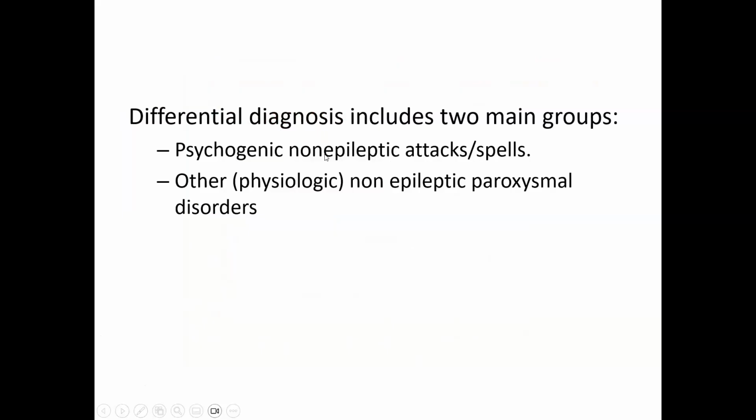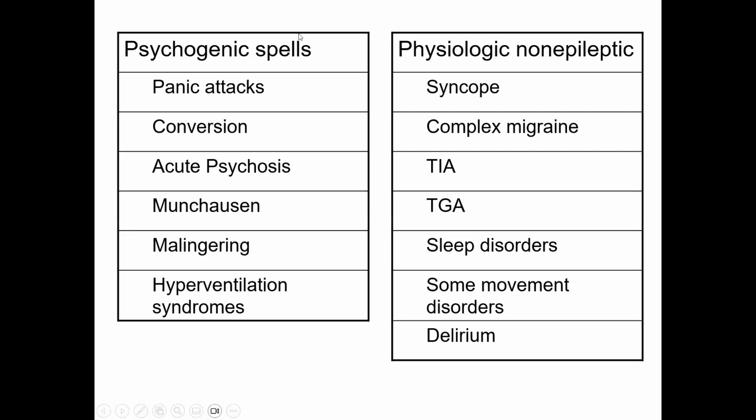There are two main groups. One is psychogenic non-epileptic attacks, and the other one is physiological non-epileptic attacks, or physiological non-epileptic paroxysmal disorders. So psychogenic spells are usually more towards the psychiatric side, like the panic attacks that you get, conversion disorders, psychosis, malingering, Munchausen syndrome, hyperventilation syndromes, those kinds of things. Those are the psychogenic spells.